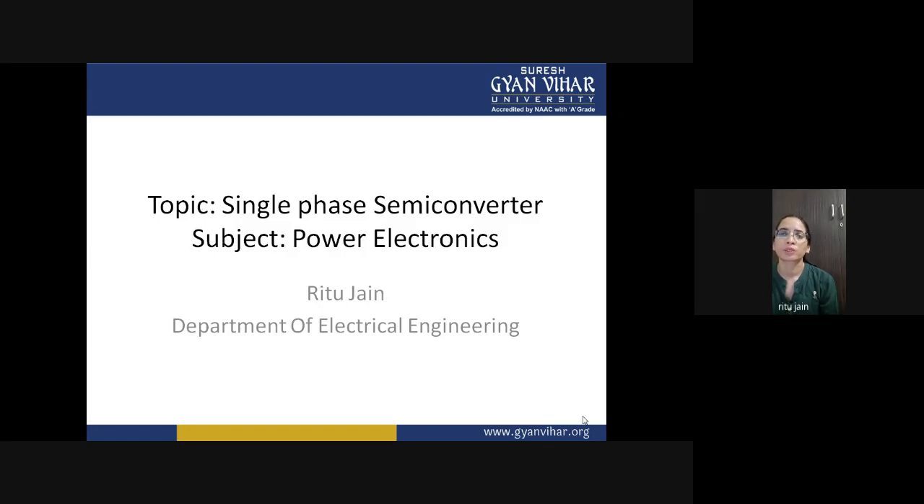Now we will focus on semi converters. Converters basically use semiconductor devices or semiconductor components. It may be a thyristor, BJT, diode, GTO, or IGBT. So as a switch, you can take any component of power electronics.